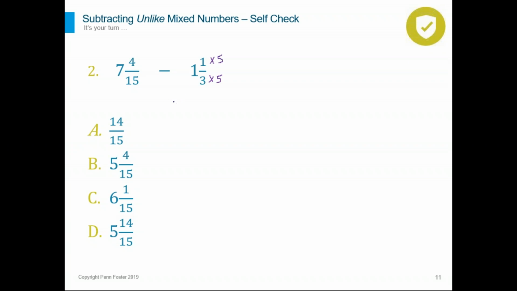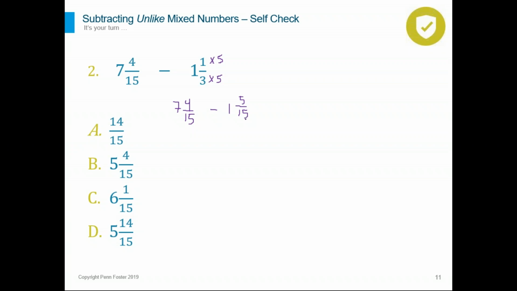Rewrite the problem. We have 7, 4 over 15. That's unchanged. Minus 1 is the same. And then 1 times 5 is 5, and 3 times 5 is 15. We have two 15s in the denominators.